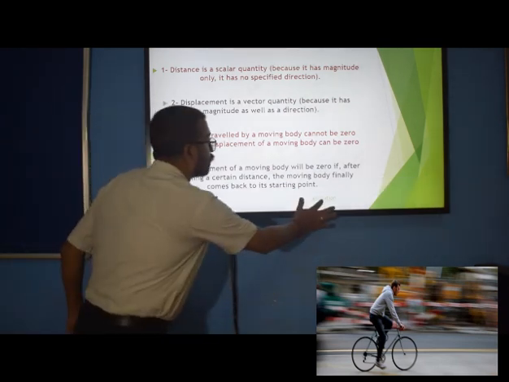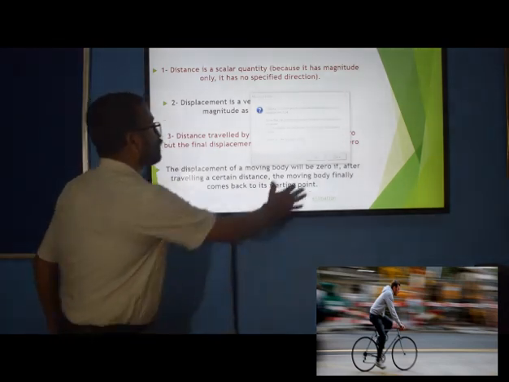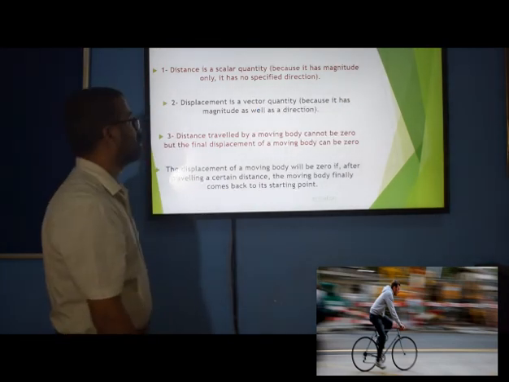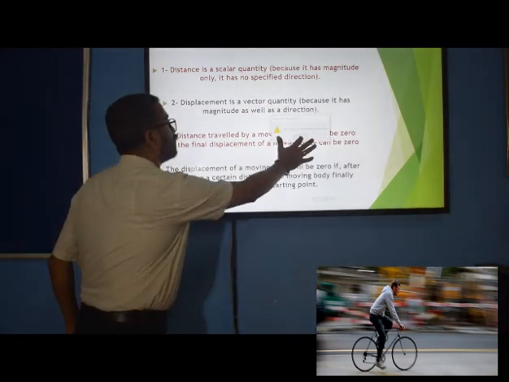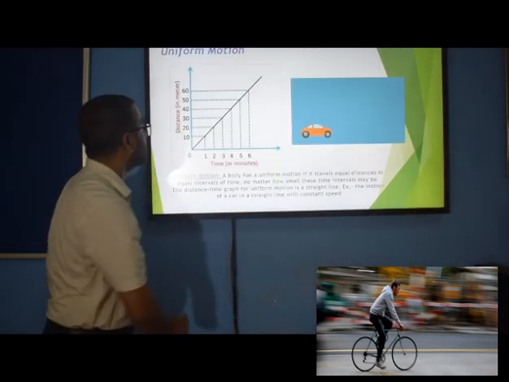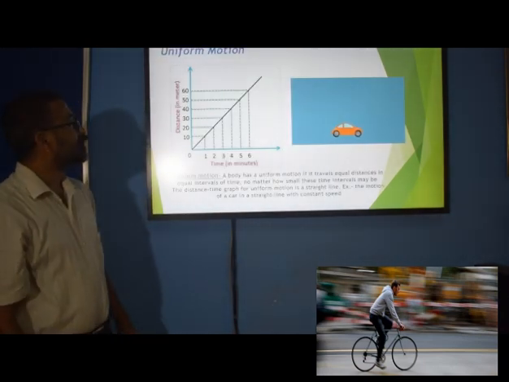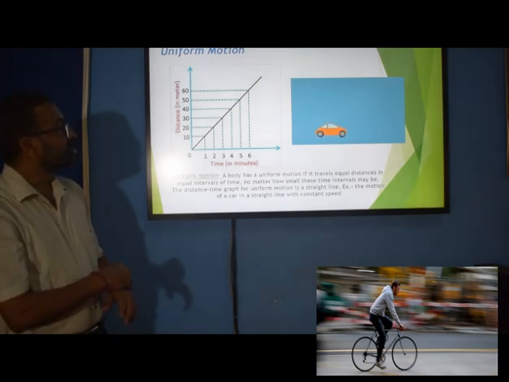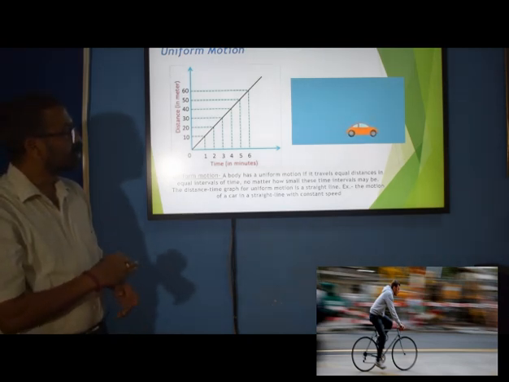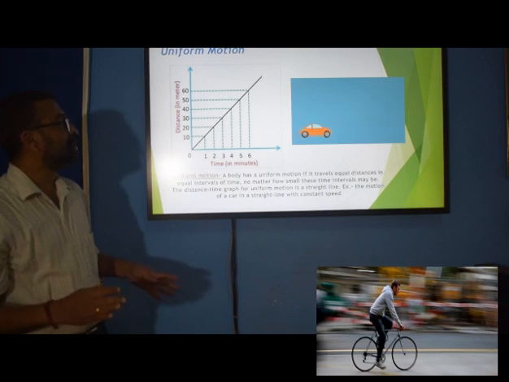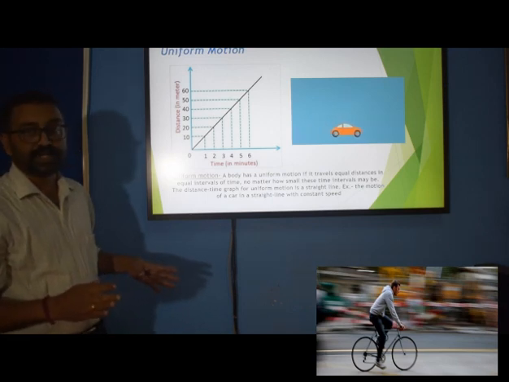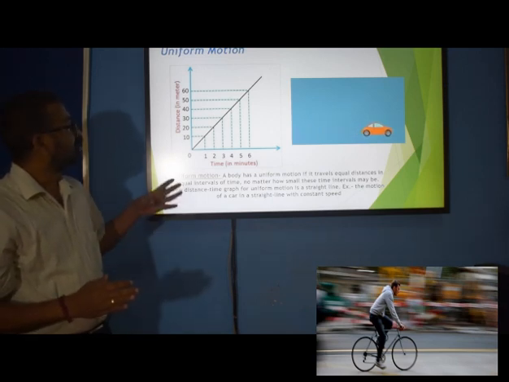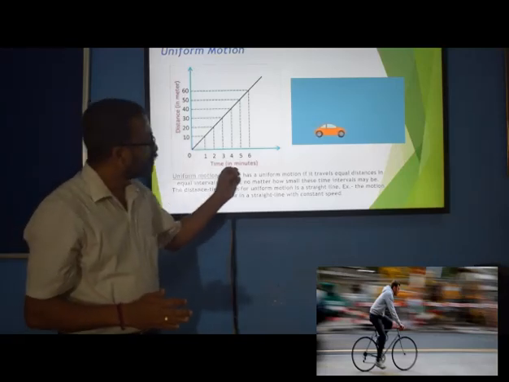Now let's see this one. Okay, now let's see this car. Let's see the condition of this car. So this car is moving with a constant speed. It's not at all changing the speed. See the motion of the car.